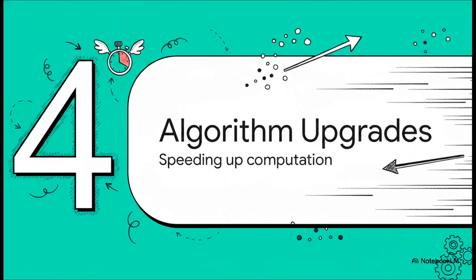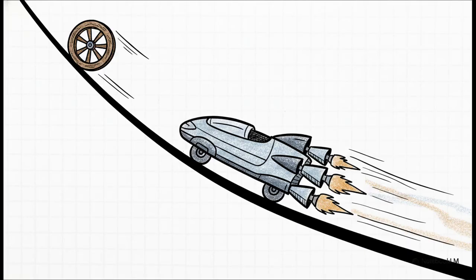Section 4. Upgrading the algorithm. Seeing that line snap into place is awesome. But standard gradient descent has a bit of a flaw. It can be super computationally heavy for massive datasets. So here's a quick pro tip.